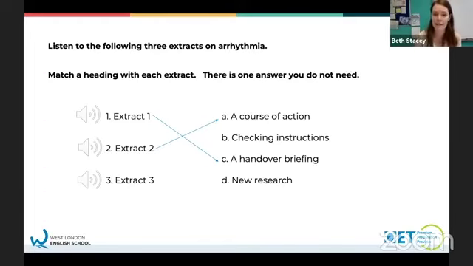And then finally, they were talking about a new imaging technique. And they said, did you see it in action? This kind of stuff. So this is about new research. So you can get questions in part B, which is about identifying this purpose. So these could be your options. For example, why are the colleagues talking to each other? And the answer might be, it's a course of action for the patient to check instructions or a handover briefing, something like that.